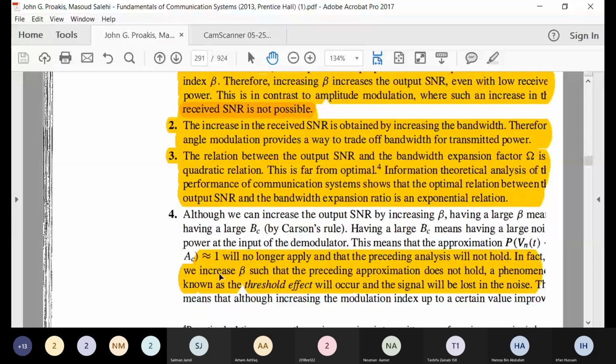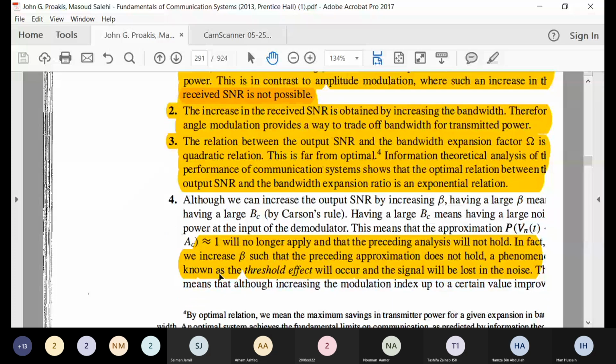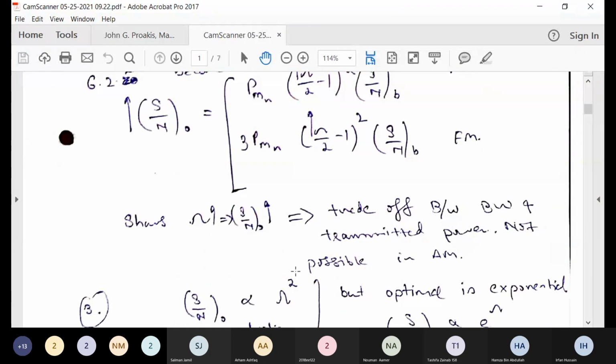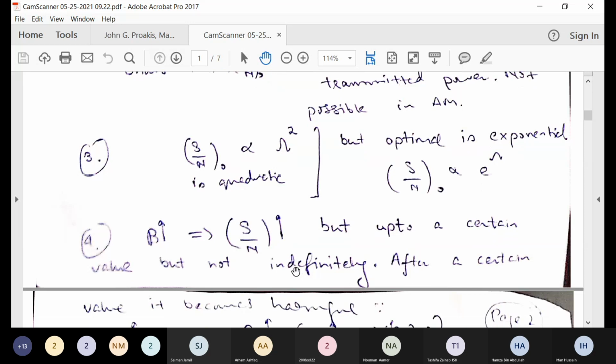Next point is: can we increase SNR indefinitely by increasing beta? We just saw that if you increase beta, your SNR increases. Can we do this till infinity, increasing our beta and hence increasing our signal to noise ratio? No, we cannot do it indefinitely, because the noise power will start to increase. First of all, I will try to explain this with the notes and then we will come back to the book.